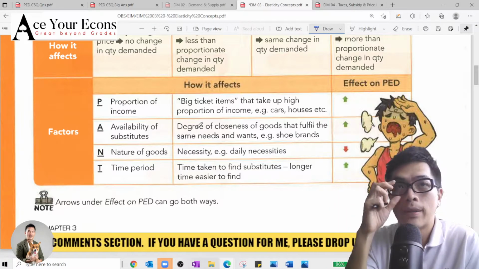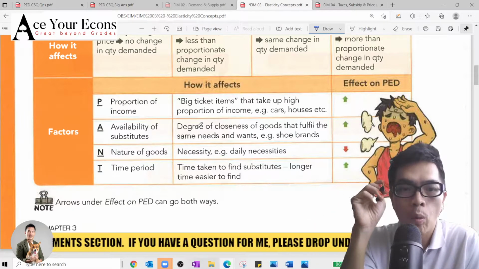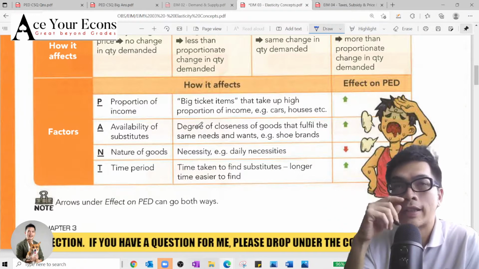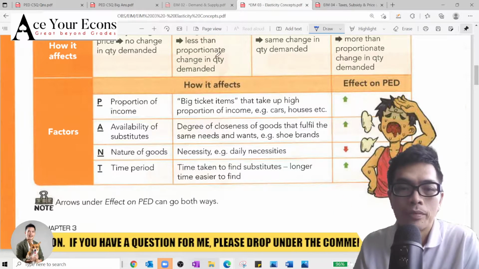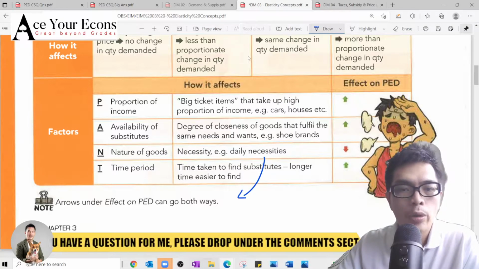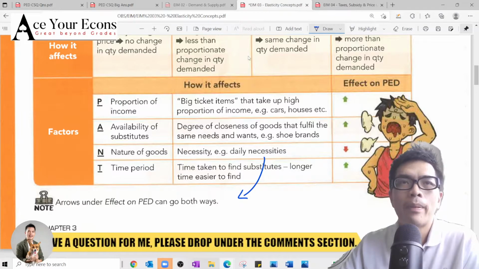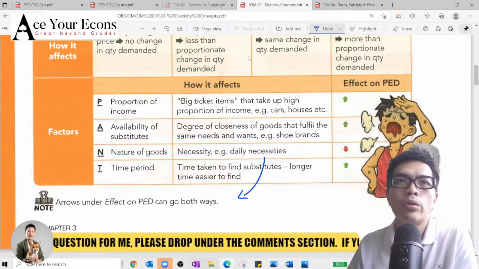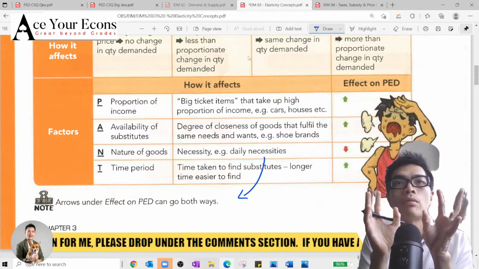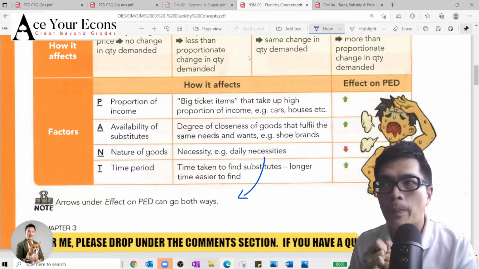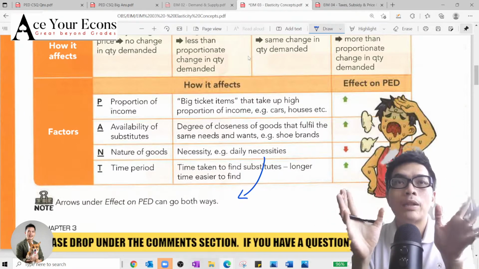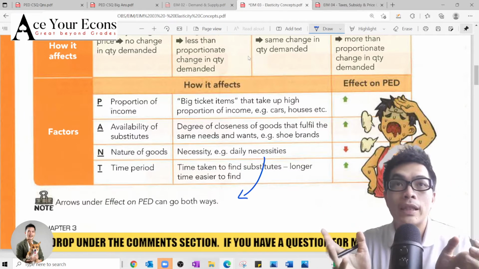So for simplicity, I'm going to use one example: nature of your good, degree of necessity. So for your degree of necessity, what are we looking out for? Remember, it is always good to illustrate two polarities when you want to explain PED or PES. So what is polarity? Meaning to say they are opposite of one another.